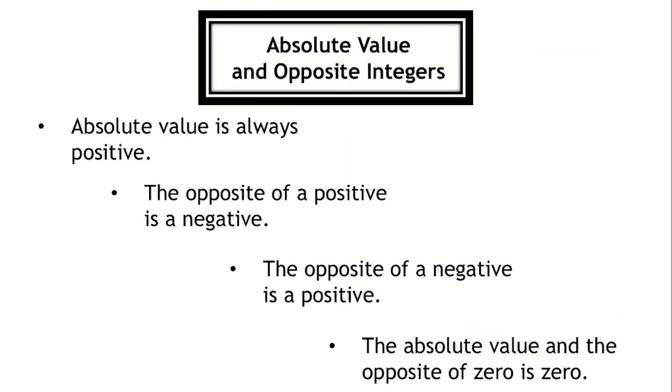Let us summarize all the things that we've learned based on the shortcuts that we've answered. Absolute value is always positive. The opposite of a positive is a negative. The opposite of a negative is positive. So just think of it as from positive to negative, from negative to positive. And the absolute value and the opposite of 0 is just 0.